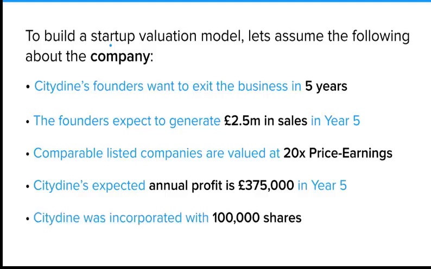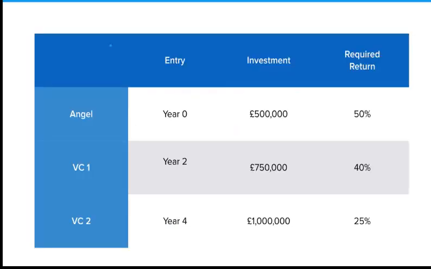And CityDine was incorporated when it first started. Between its founders, it set up and created 100,000 shares. So we're going to look at 3 different financing rounds and the valuation of the company at each stage.